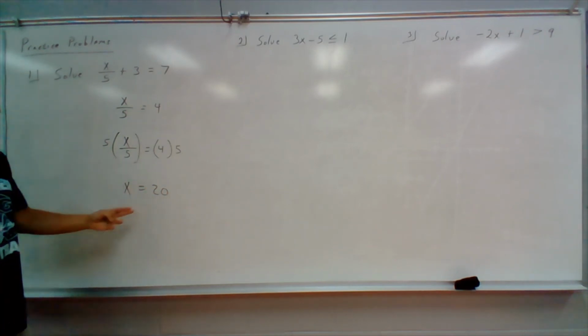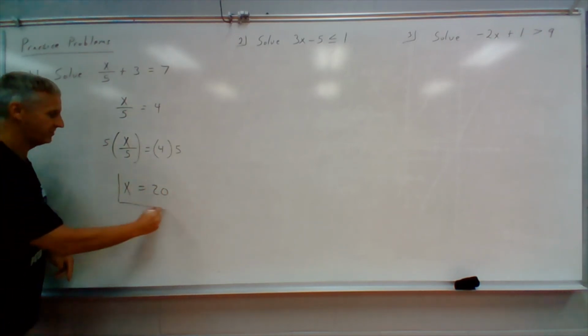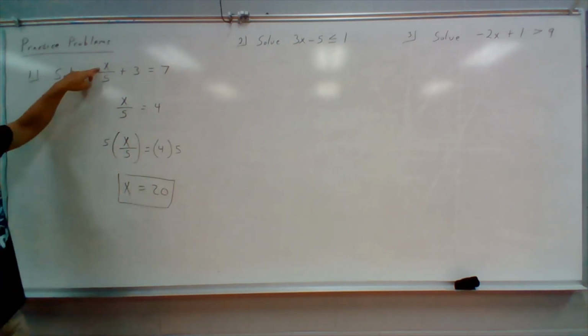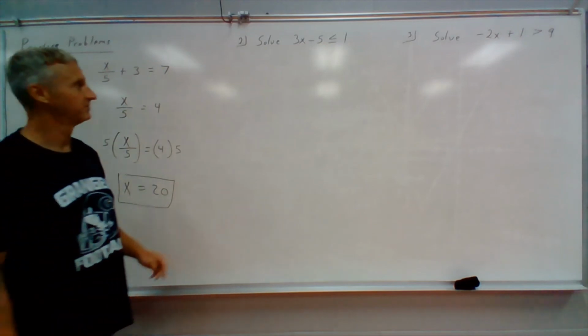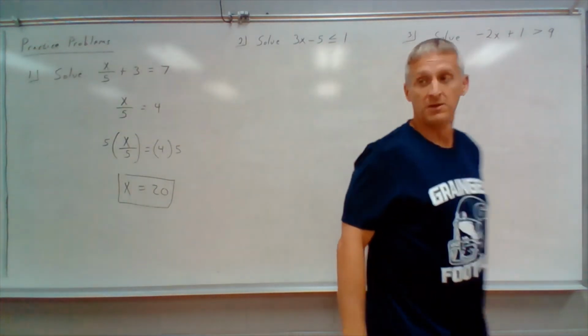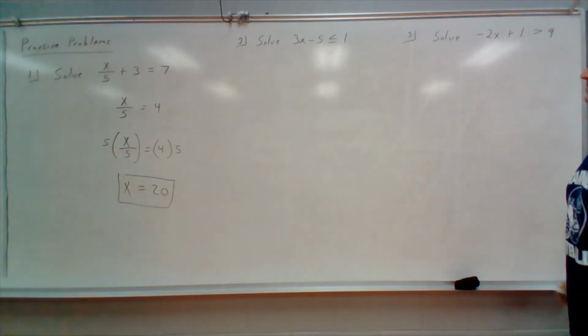Okay, let's check myself, make sure I'm right. So I'll put a 20 in for x. 20 divided by 5 is 4. 4 plus 3 is really 7. So that's true. Okay, let's solve this inequality.